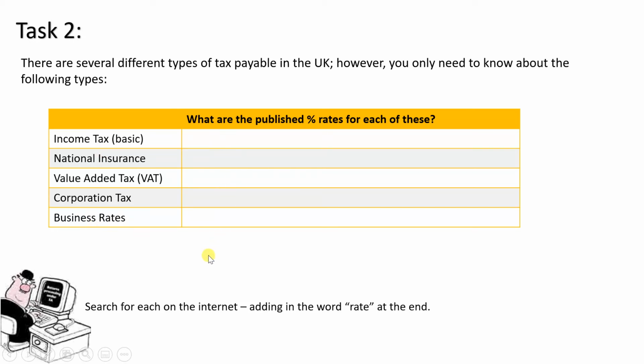Number 5, business rates. It is not quite straightforward though, because these are rates on a business's property. So for this particular one, I would advise you to search for how business rates are calculated, and your answers will probably be more accurate if you find out and write down how it's calculated rather than worry about particular numbers.